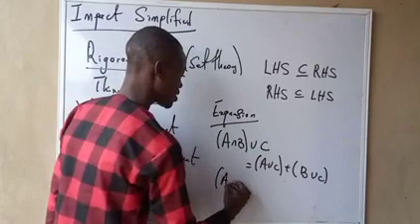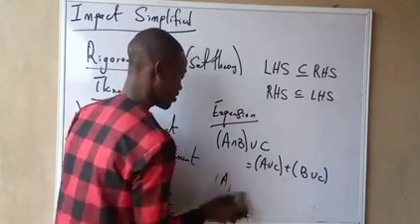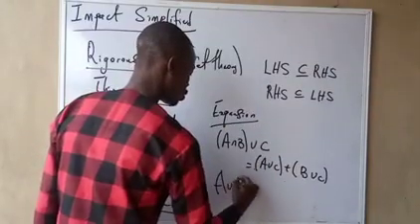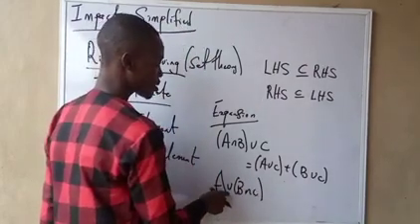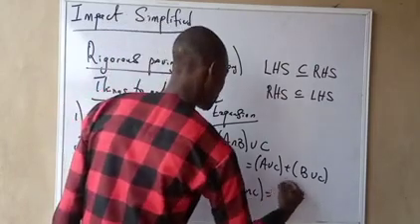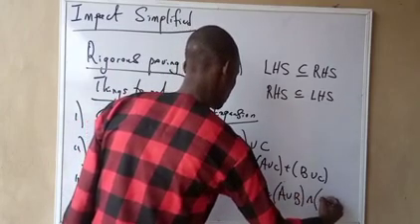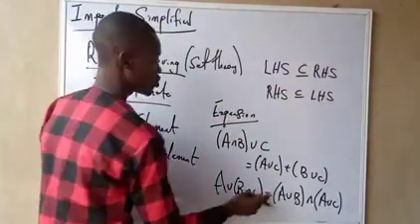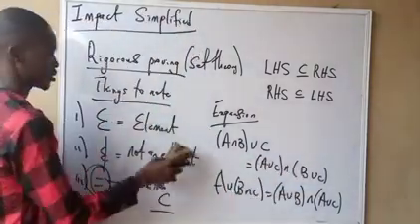We have something like this, A ∪ (B ∩ C). That means any symbol outside the bracket is multiplication and inside the bracket is addition. So let's multiply. What do we have? We have (A ∪ B) ∩ (A ∪ C). And that is how to expand. This is intersection, not addition.